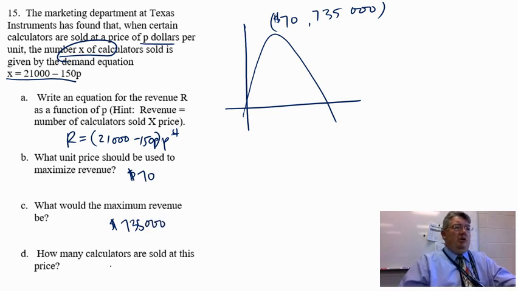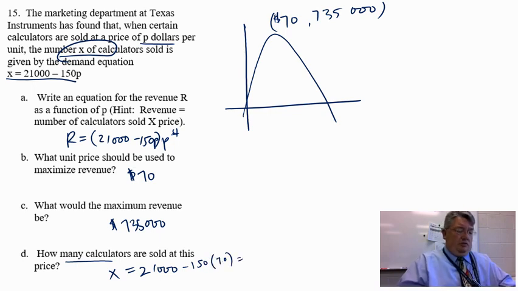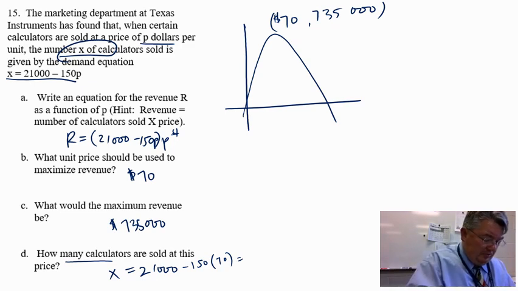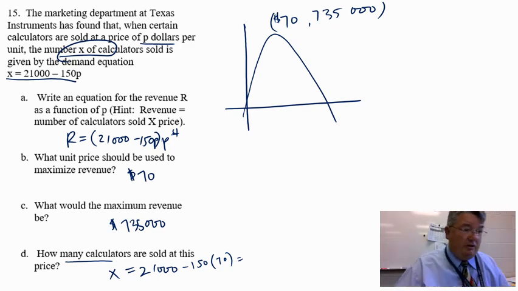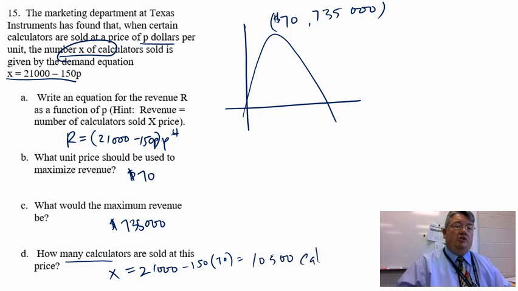How many calculators? Well, that's X, because that's the number of calculators. And X equals 21,000 minus 150 times 70. I'm typing that in my calculator. Gives me 10,500 calculators. That's how many should sell. Okay, so this goes a little bit beyond what we're looking at, but it's still the same principles.